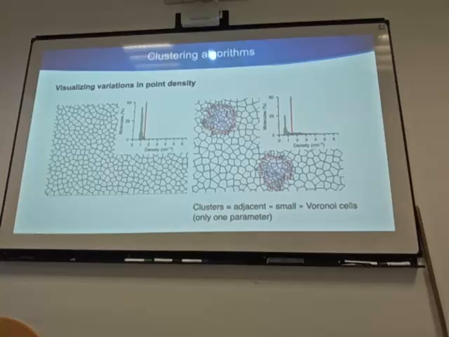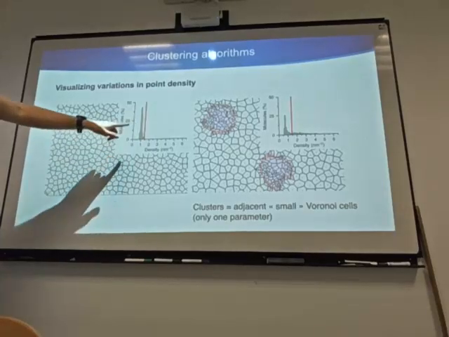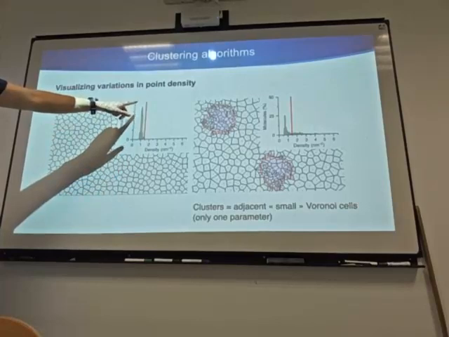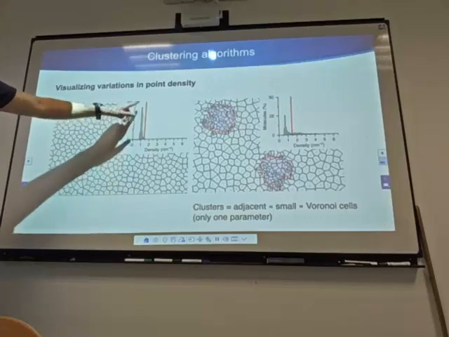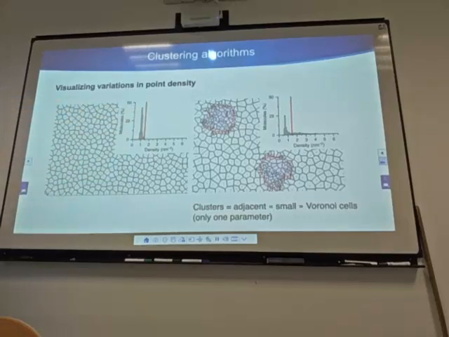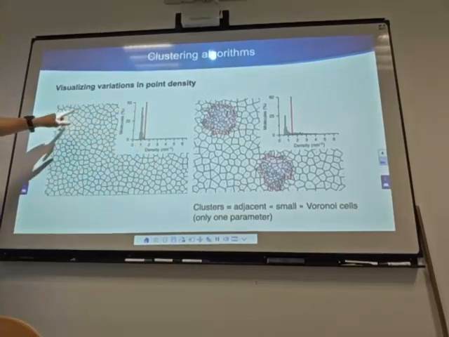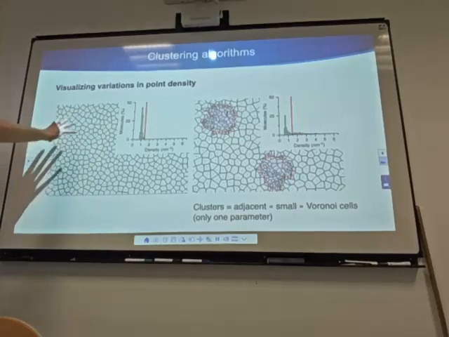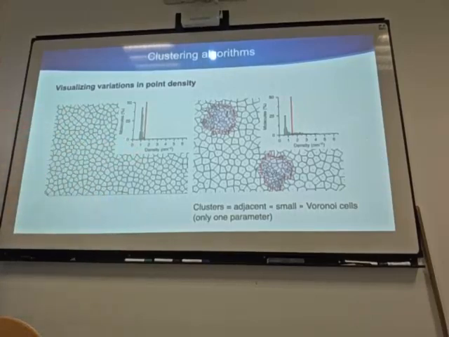So here actually what happens is that, this is an example I took from a paper on single molecule localization microscopy. If you have quite a homogeneous distribution for the density of points in your image, then you will have a quite regular Voronoi diagram for your domain.